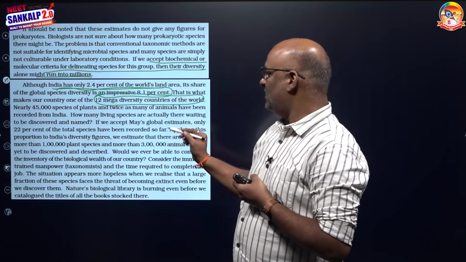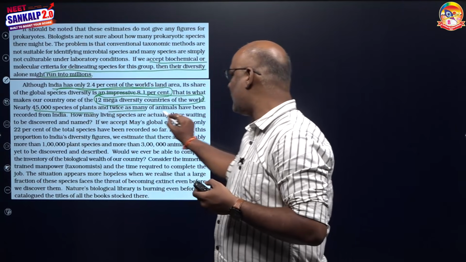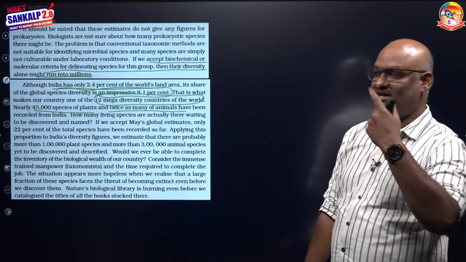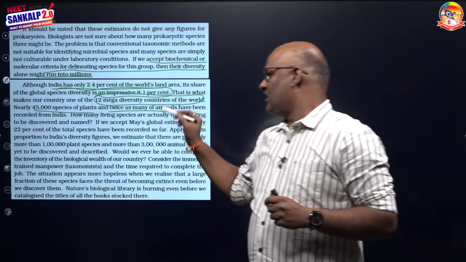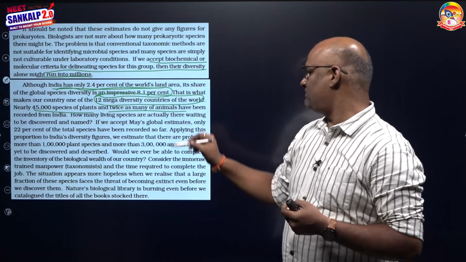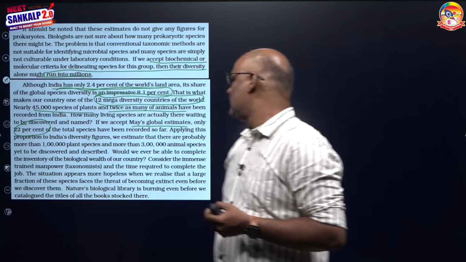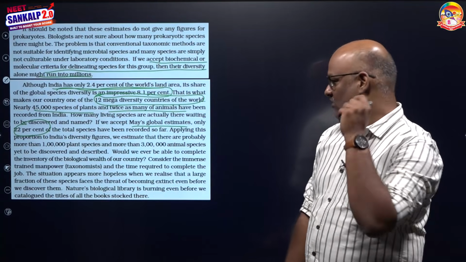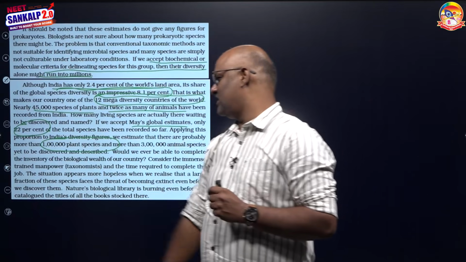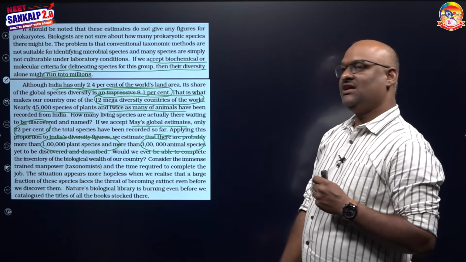Nearly 45,000 species of plants and twice as many species of animals have been recorded from India. If you accept May's global estimates, 22% of the species are recorded so far in India. Still, there are 1 lakh plant species and 3 lakh animal species to be discovered in India.